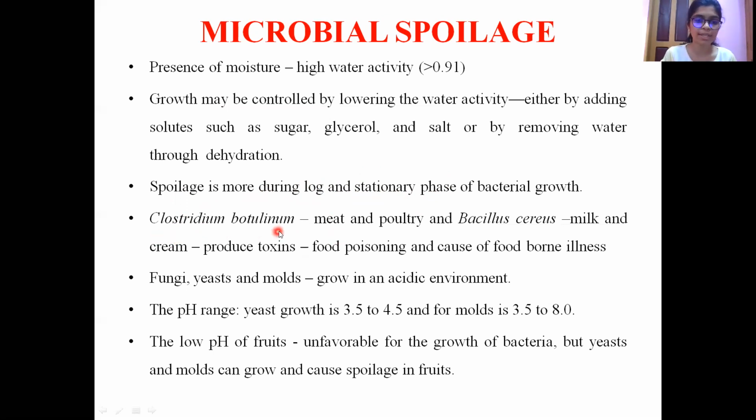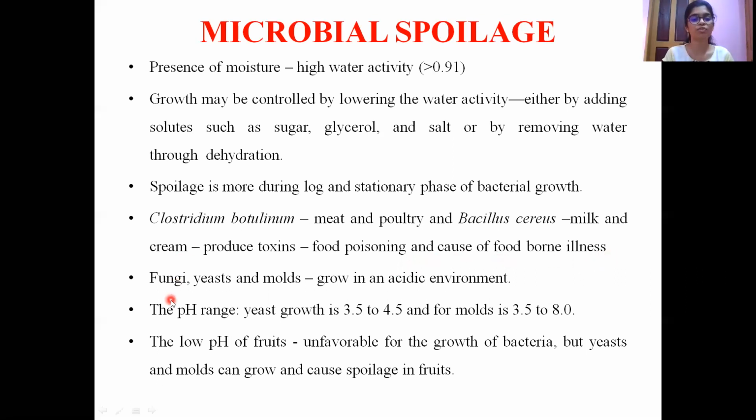So Clostridium botulinum is the most deadly organism, which causes botulism in human beings, and they are spore forming bacteria, and they also produce toxins. Clostridium botulinum is generally found in meat and poultry. It affects the quality of meat and poultry. And Bacillus cereus affects the quality of milk and cream by the production of toxins in the product. And this toxin production leads to food poisoning for the person consuming it. Therefore, it results in foodborne illness to the person.